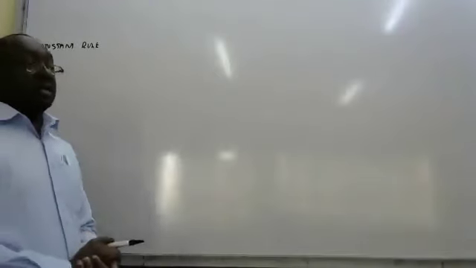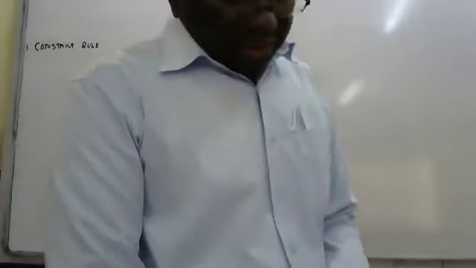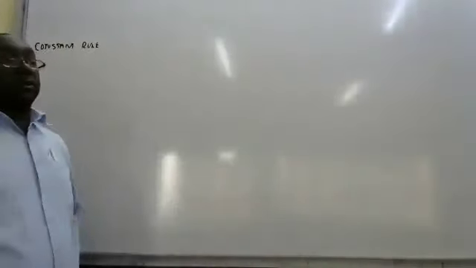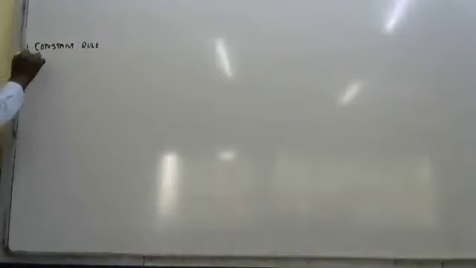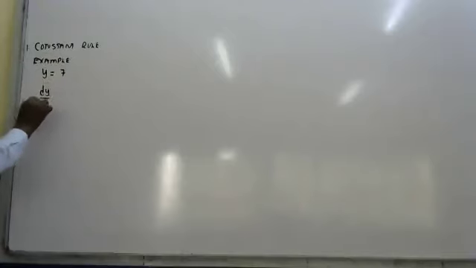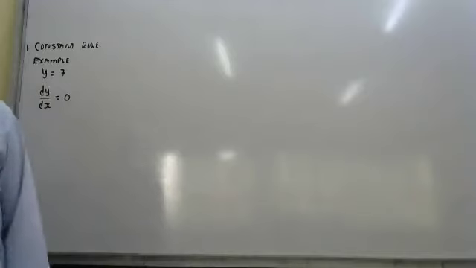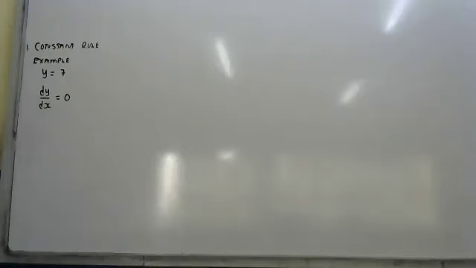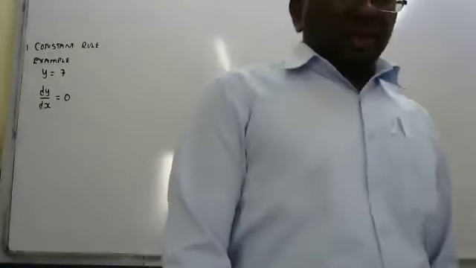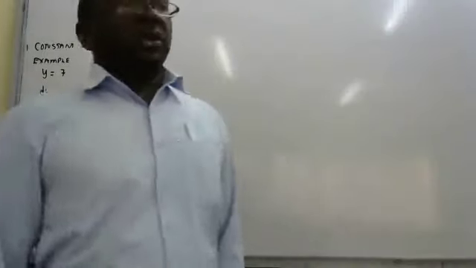The differential of a constant is zero. Example: if y is equal to 7, dy/dx is 0. Remember, we have said differentiation is a method of getting the rate of change. And something that is called constant is something that is not changing. So its rate of change is zero.